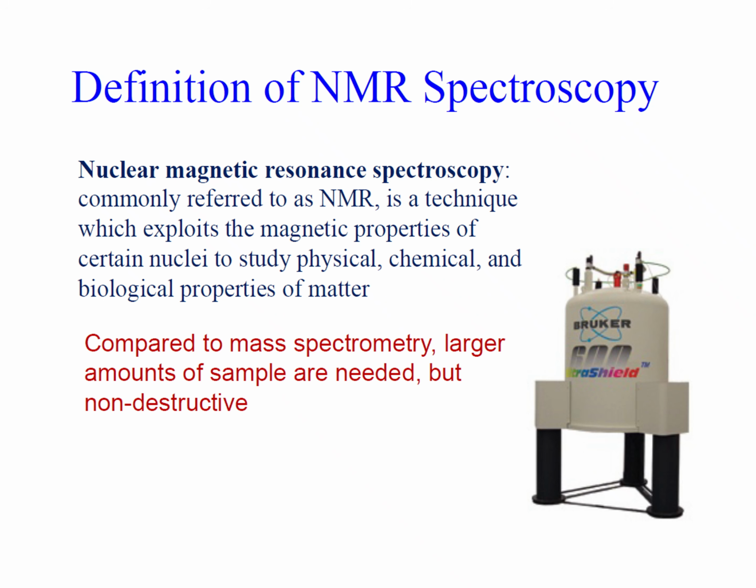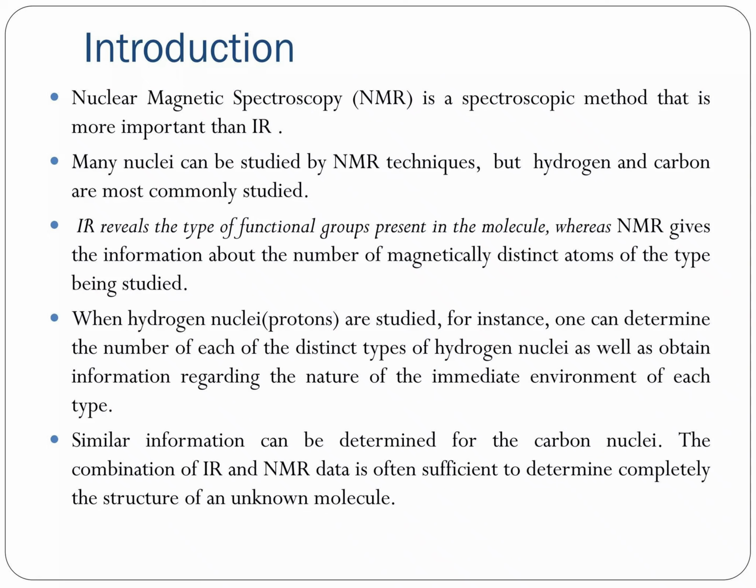Nuclear magnetic resonance spectroscopy, commonly referred to as NMR, is a technique which exploits the magnetic properties of certain nuclei to study physical, chemical, and biological properties. Compared to mass spectrometry, larger amounts of sample are needed but it is non-destructive. NMR is a spectroscopic method that is more important than IR. Many nuclei can be studied by NMR techniques, but hydrogen and carbon are most commonly studied.